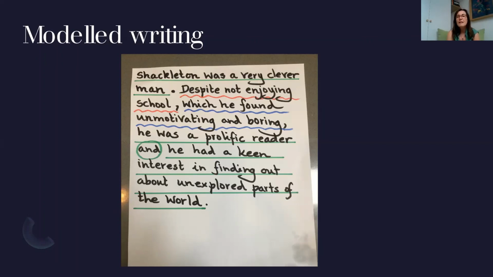Okay, so let's read that multi-clause sentence once again and see if you can spot subordinate clause, relative clause, main clause plus main clause. I'll read it in one go. Despite not enjoying school, which he found unmotivating and boring, he was a prolific reader and he had a keen interest in finding out about unexplored parts of the world. Okay, that hopefully explains the activity.